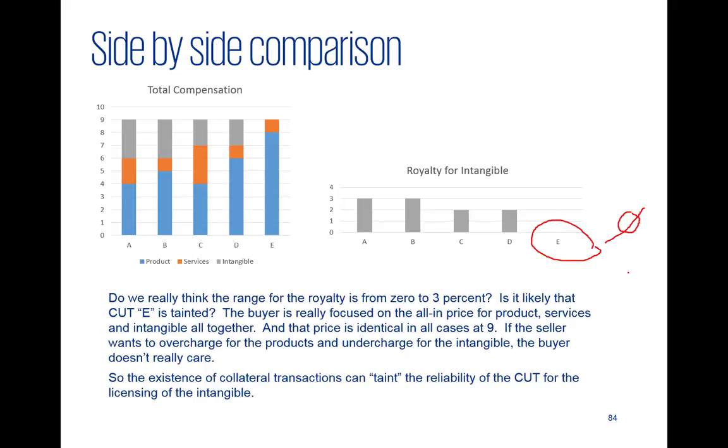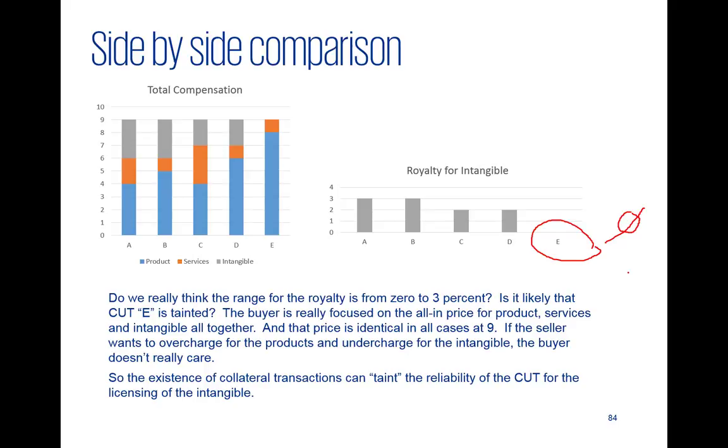And the problem here is, and the way to think about this is that the buyers who are buying the products, services, and intangibles are really focused on the all-in price for everything all together. And if you notice in our example, all 5 contracts had the identical price of 9 in total. And if a seller, and in this case, let's say seller E, wanted to overcharge for products, but was willing to undercharge for the intangible, the buyer probably just really doesn't care. It doesn't matter to them. They know in total they're going to pay 9 in this example.